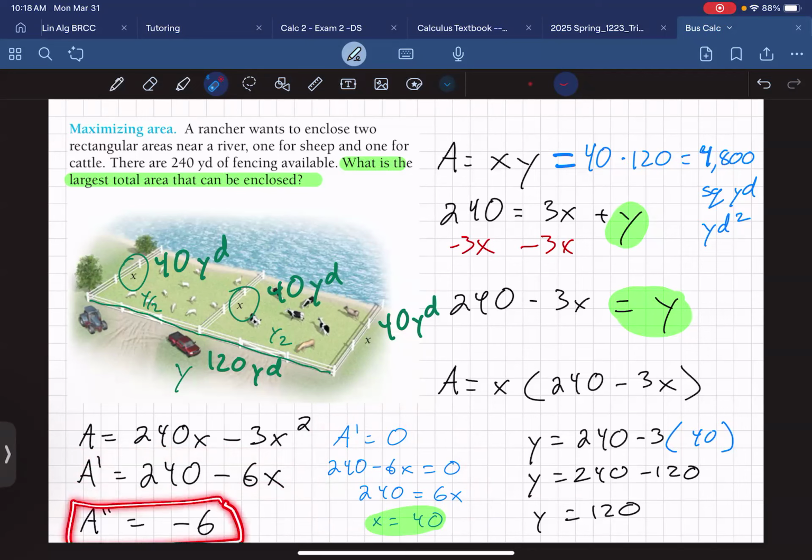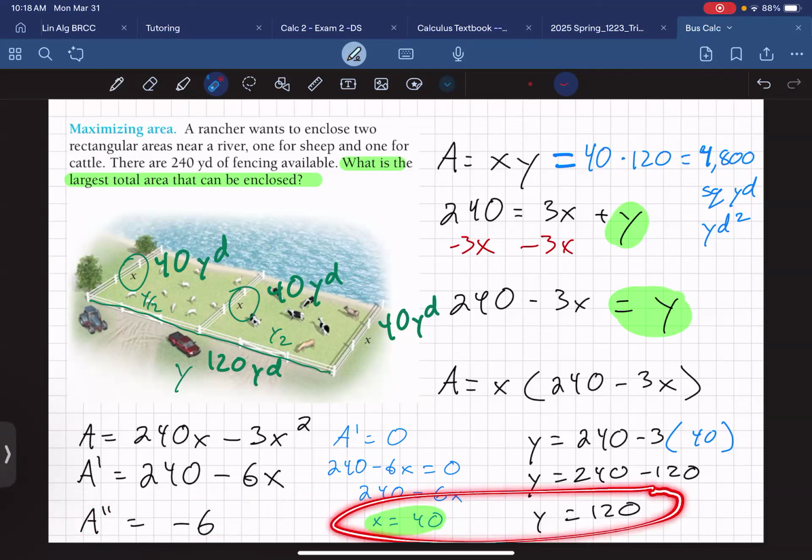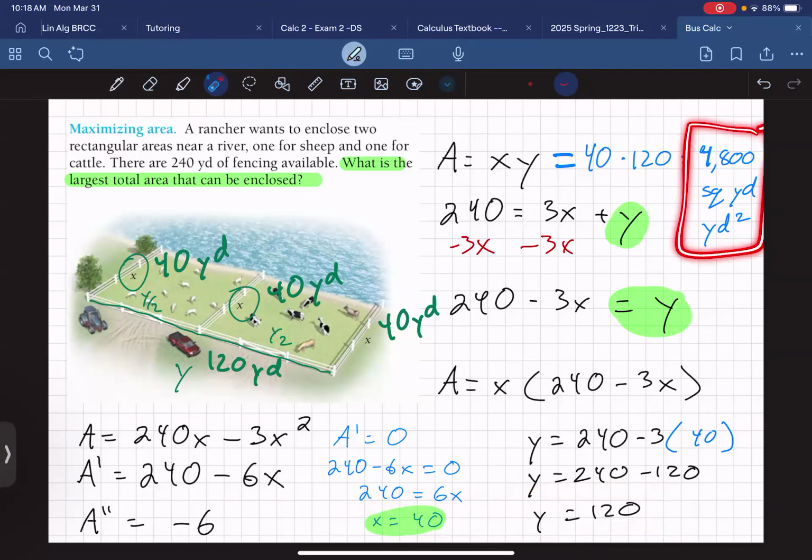Typically, you should hope that the concavity agrees with what you're trying to find. So that was the only reason I did this, was just to show agreement, okay? But you'll see here, like I said, the overall dimensions were given by the 40 and the 120, but what they wanted was this 4,800. Just make sure you, again, watch your units. It should be square yards, okay?